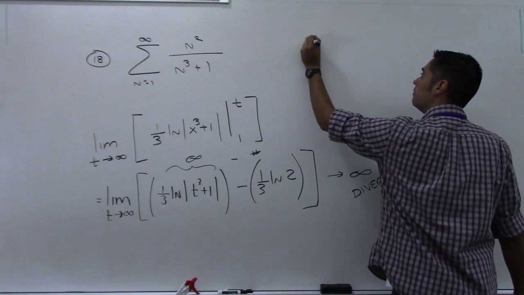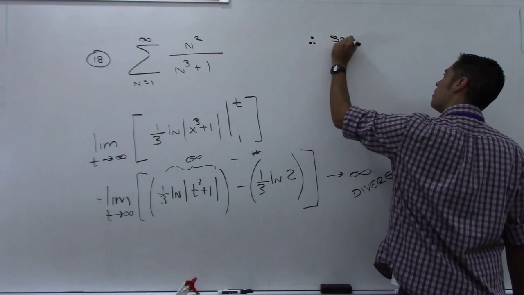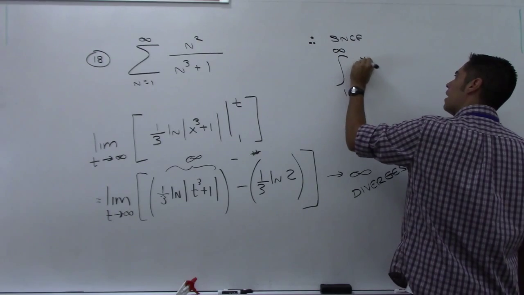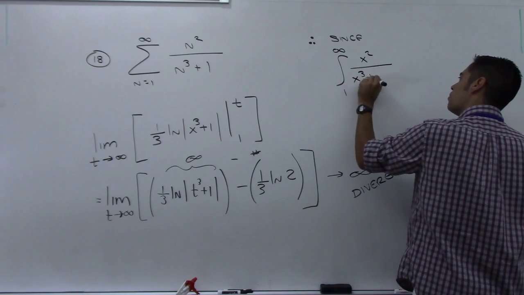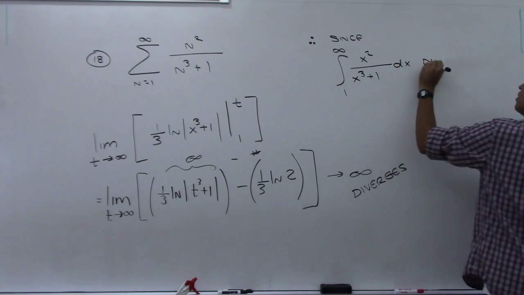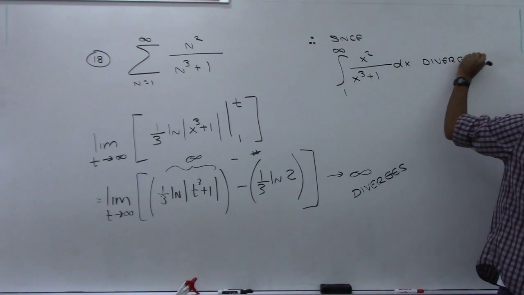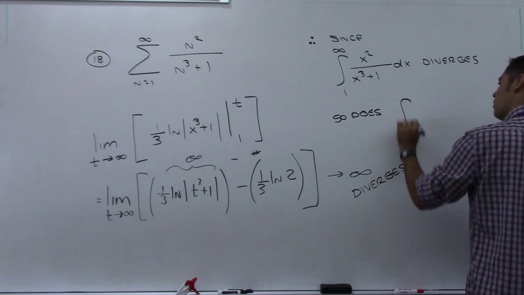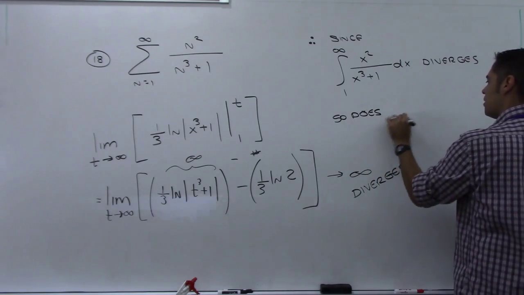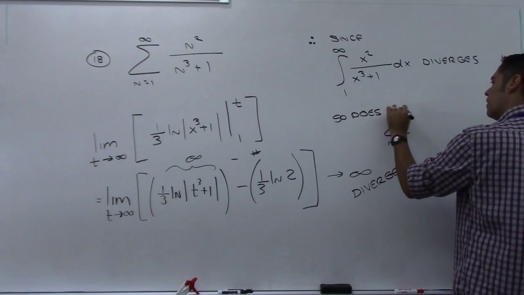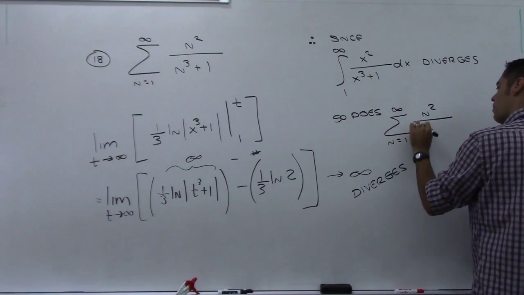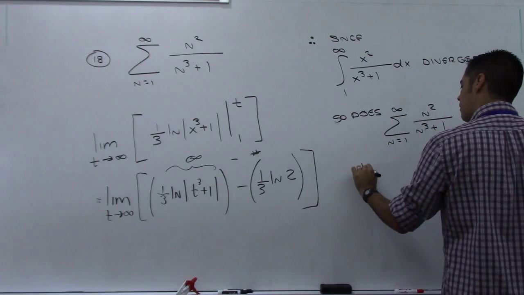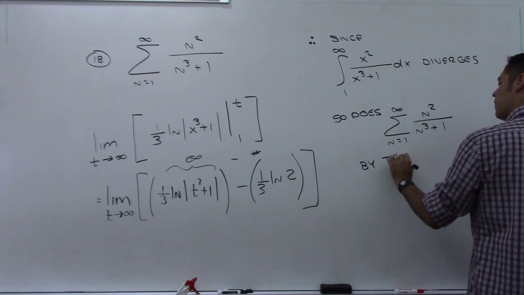So therefore, since the integral from 1 to infinity of x squared over x cubed plus 1 dx diverges, so does the sum that we're looking at, the series, sum n equals 1 to infinity of n squared over n cubed plus 1. Why? By the integral test.